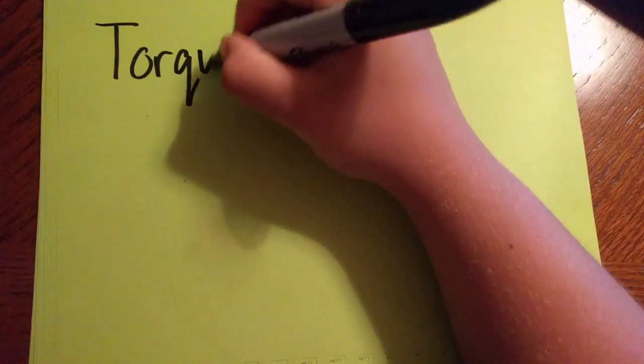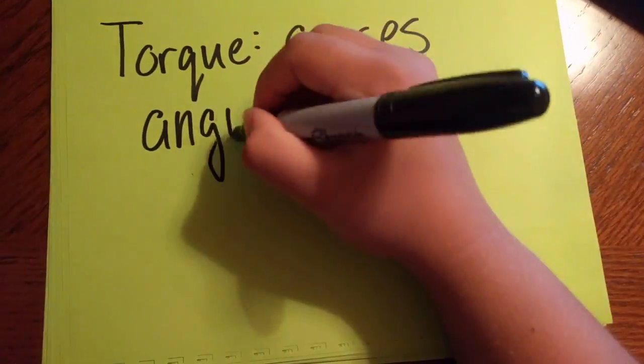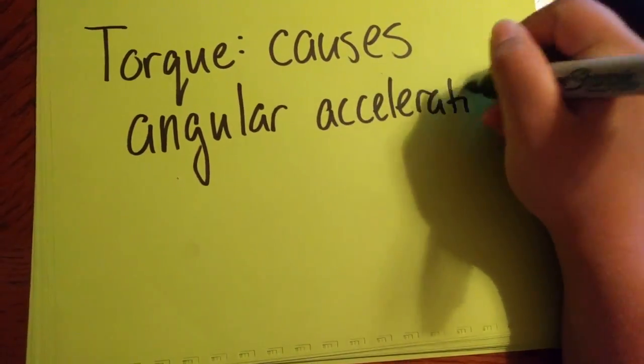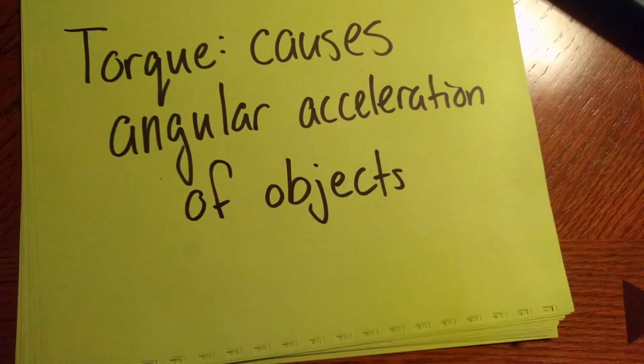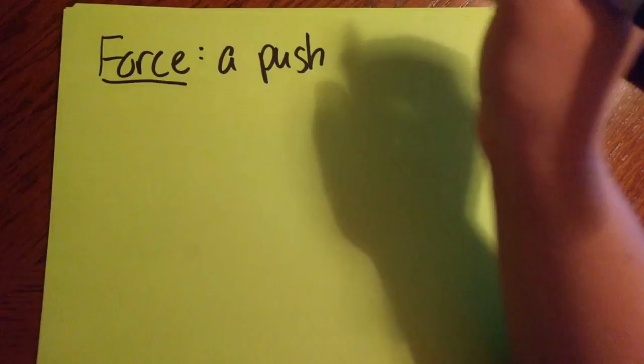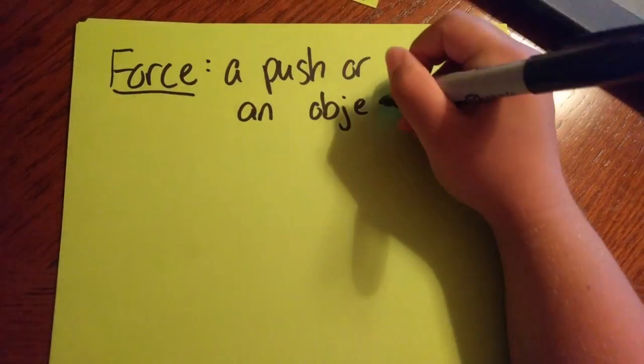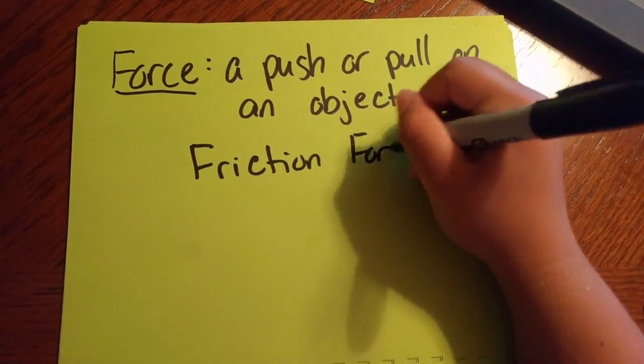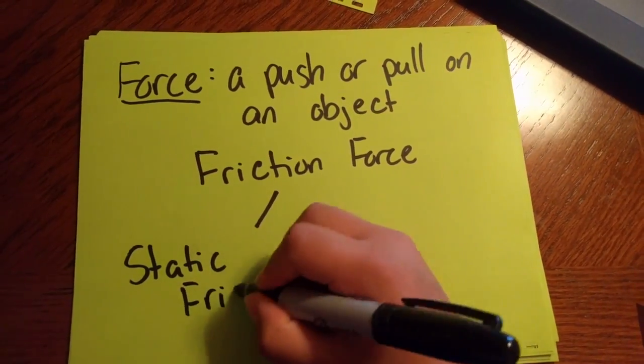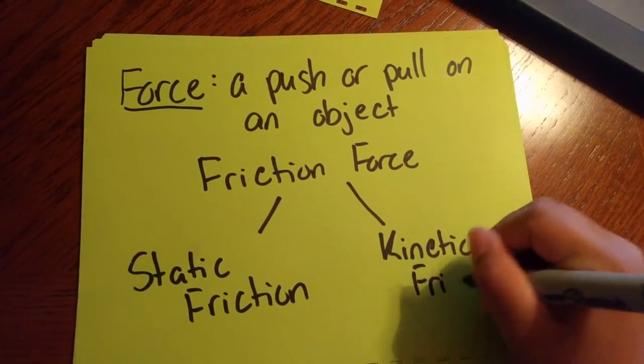As it is defined, dynamics has to do with torque, which causes angular acceleration of objects. It also has to do with forces. In general, forces are defined as a push or a pull on an object. But there are different types, such as the friction force, which can also be broken down into static friction and kinetic friction.